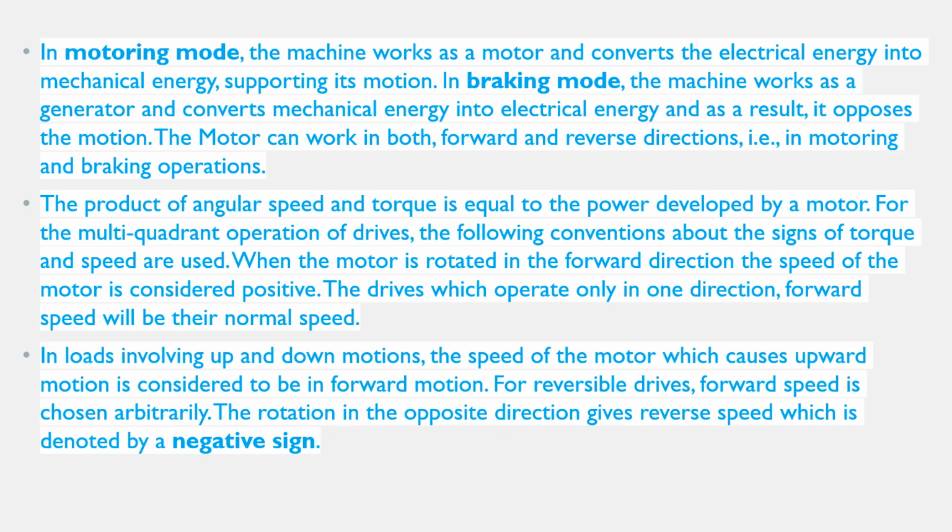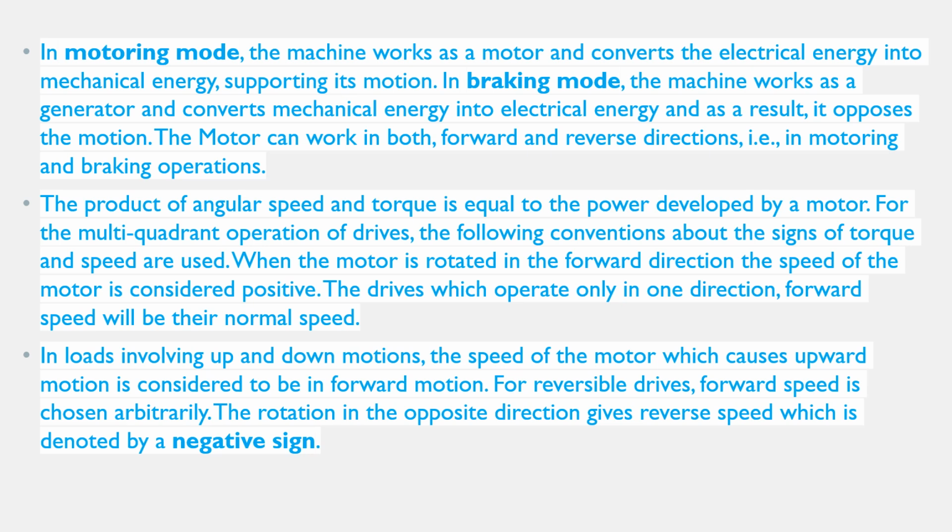In motoring mode, the machine works as a motor that converts electrical energy into mechanical energy, supporting its motion. In braking mode, the machine works as a generator and converts mechanical energy into electrical energy, and as a result, it opposes the motion. The motor can work in both forward and reverse directions, that is, in motoring and braking operations. The product of angular speed and torque is equal to the power developed by a motor.